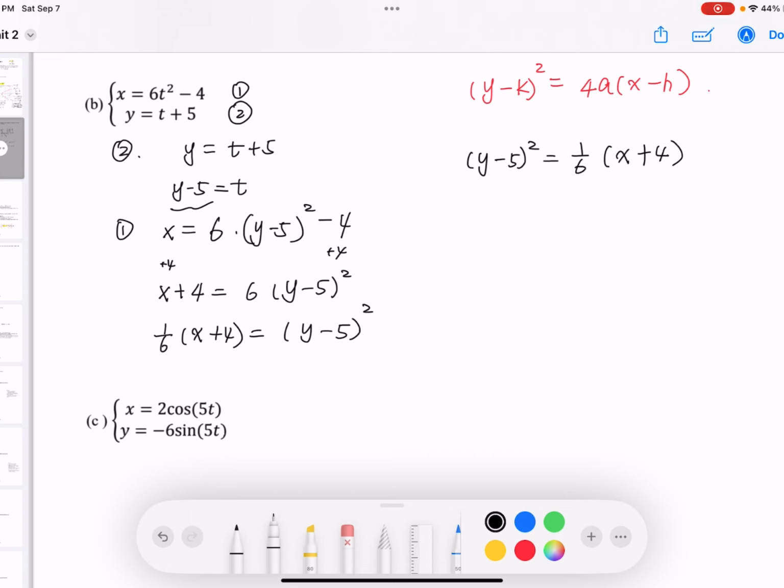I can tell the vertex is (h, k), and 4a is 1 over 6, so I can find a. a is positive and the y part is squared, so my parabola opens to the right. All right, let's see the next example. Oh, we should put the name of the equation here.